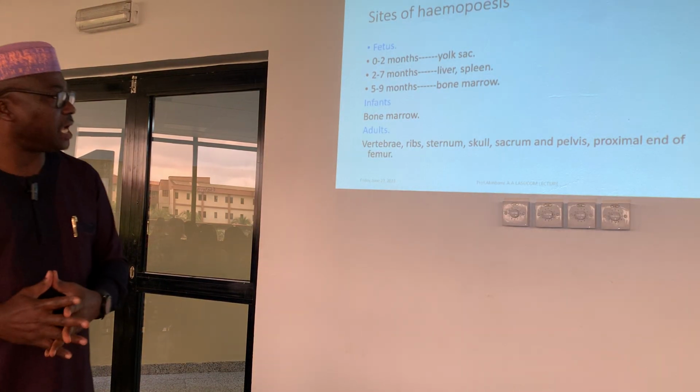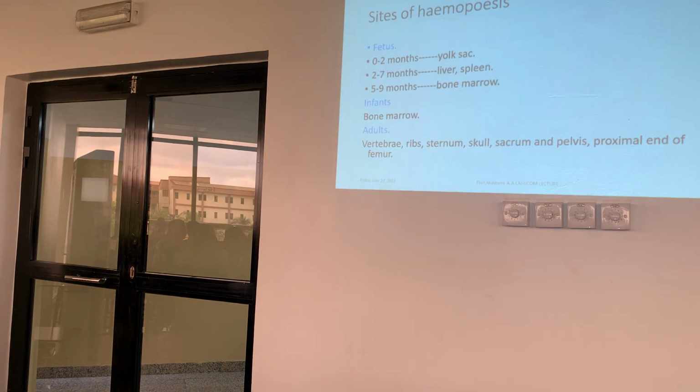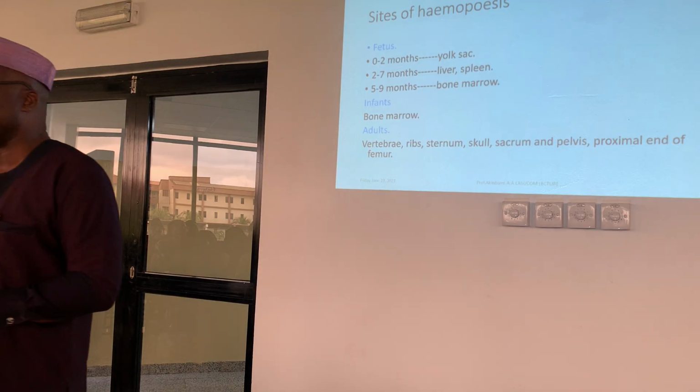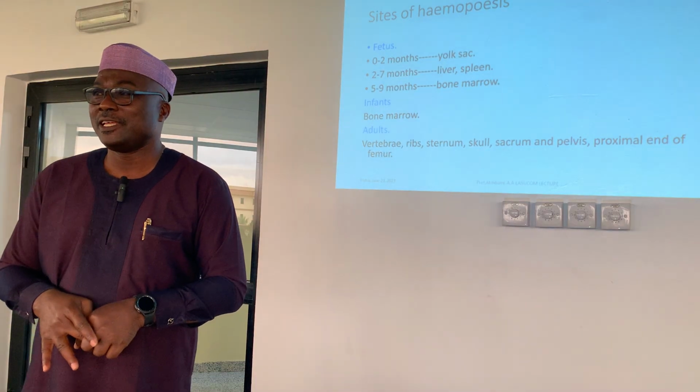Okay, but in adults it is the central skeleton. So that's why we do. Have you watched us do bone marrow aspiration before? We want to make a diagnosis. No? So you don't know the site we use for the bone marrow aspiration. We use the central skeleton.